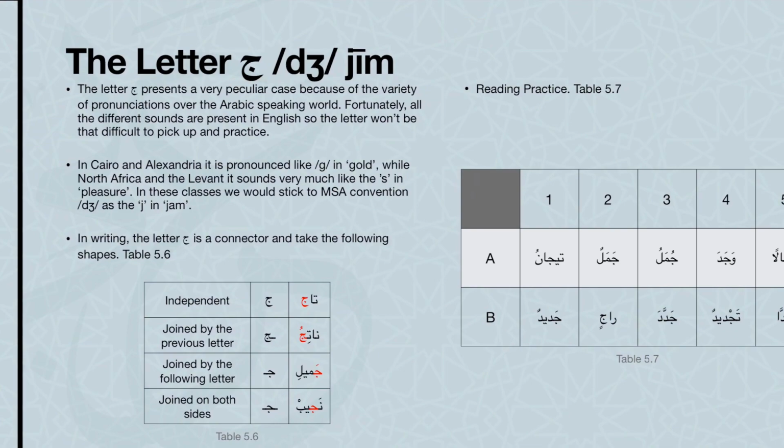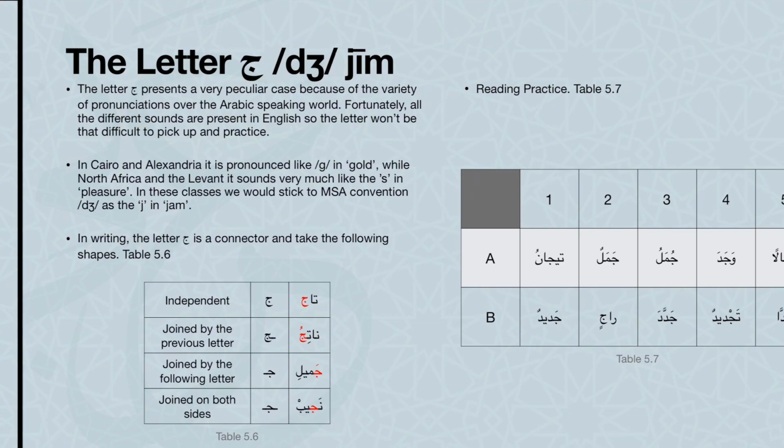So the letter Jim represents a very peculiar case because of the variety of pronunciation over the Arabic speaking world. Fortunately, all the different sounds are present in English, and so the letter won't be that difficult to pick up and practice. Now, let's look at the variations, because I know this is not MSA, but it's very common you're going to hear these. So you won't get confused and assume they're pronouncing it wrong. No, no, no, no. They're correct.